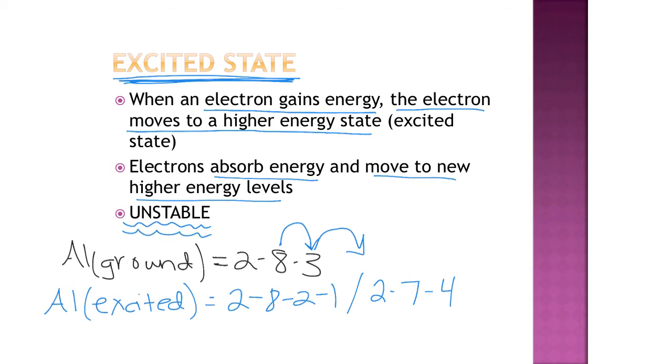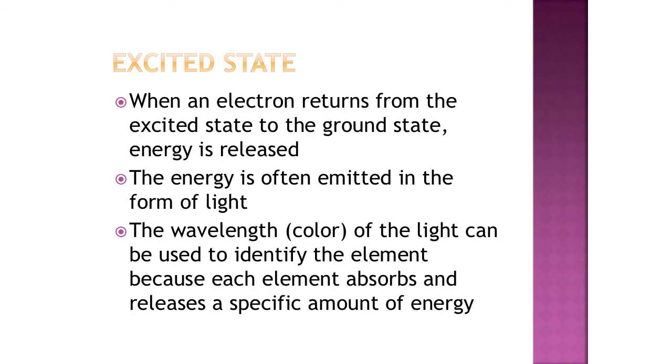Because this is unstable, it does not stay this way long, and it will return back to the ground state. When the electron returns back to the lower level, it will release the energy that it had previously absorbed. So again, the excited state is unstable. So it won't stay that way long, and the electron will return back to the ground state. Energy will be released. Often it is given off in the form of light.